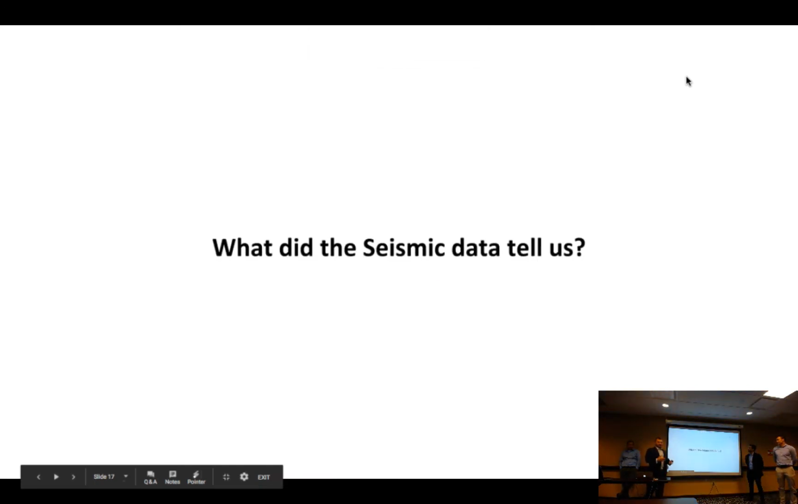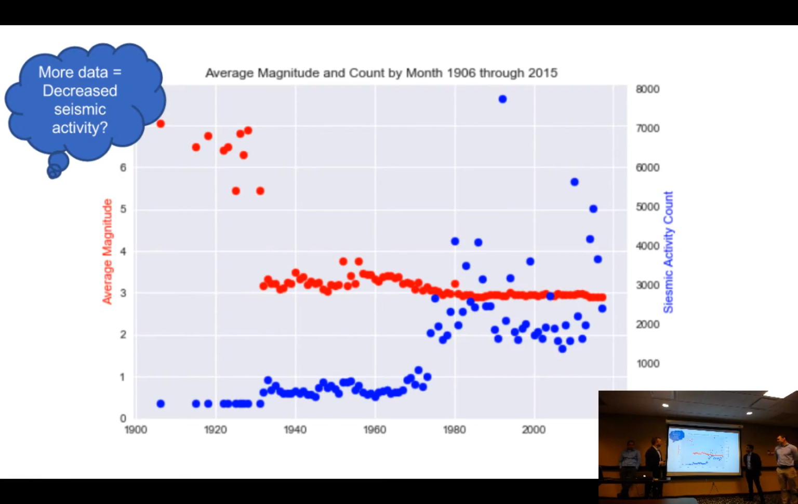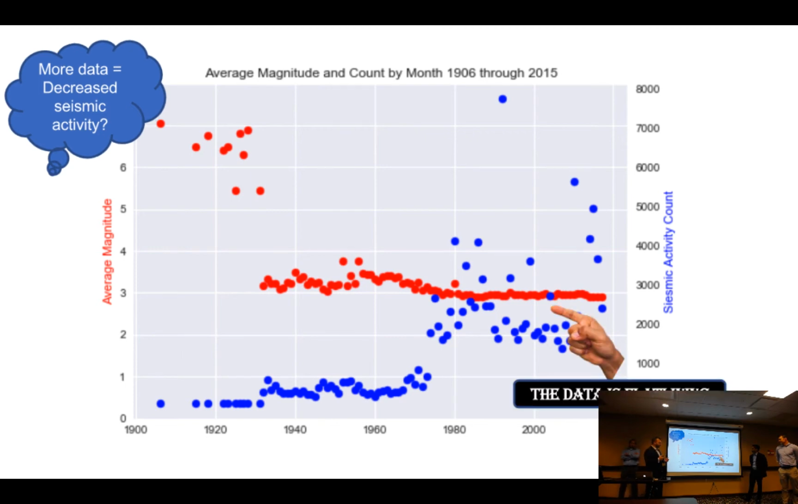So, I said I was going to keep it brief. So, what did the data tell us? Over here, in red, we have the average magnitude year over year, and in the blue, we have seismic activity count. So it seems like the higher count we have, our data's flattening out. Almost like we're not getting as much seismic activity as we really would have thought. Now, that's kind of funny because we keep on hearing in the news that there's more seismic activity going on. So what's really going on here?